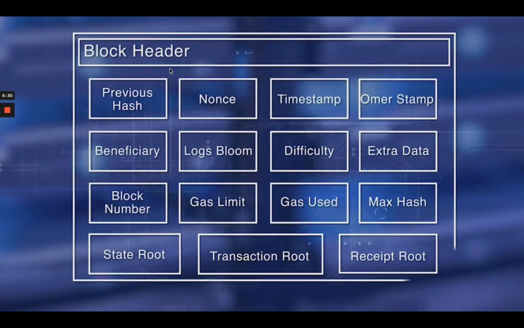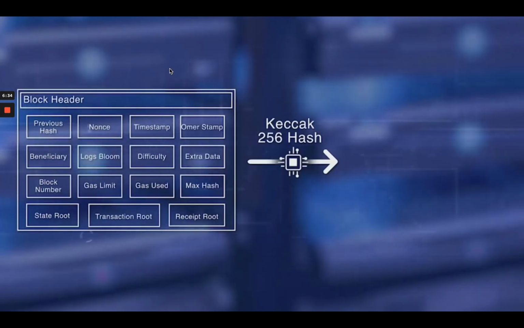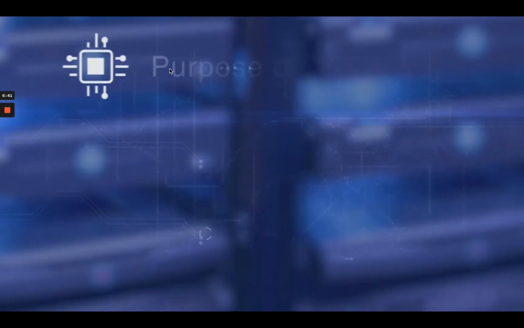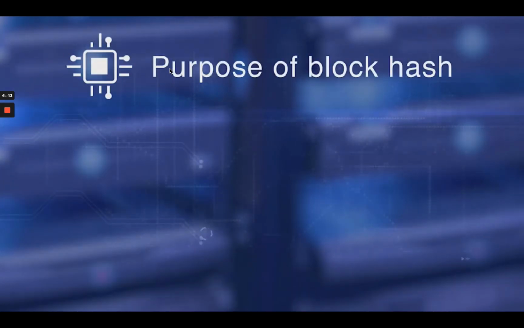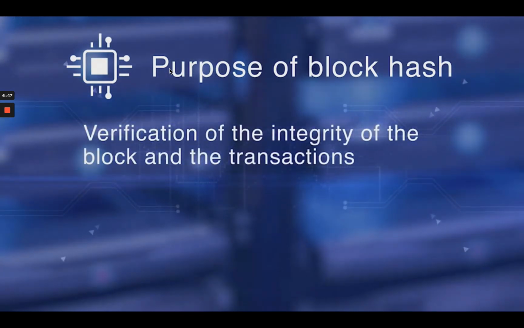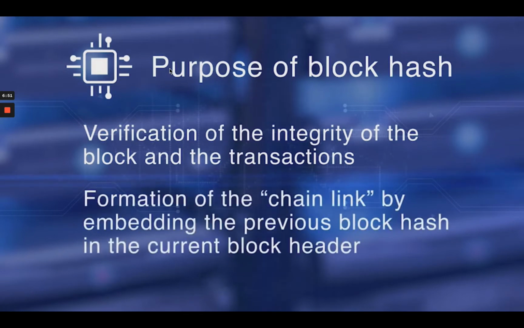These roots and all the other items in the header are hashed together with a variable nonce to solve the proof of work puzzle. Block hash serves two important purposes: verification of the integrity of the block and the transactions, and formation of the chain link by embedding the previous block hash in the current block header.